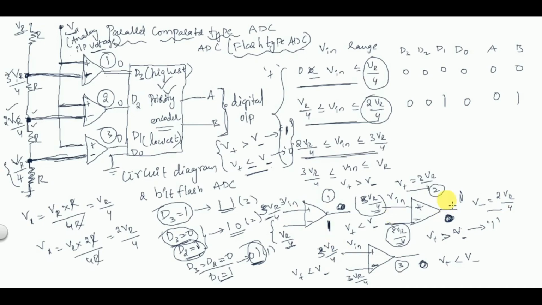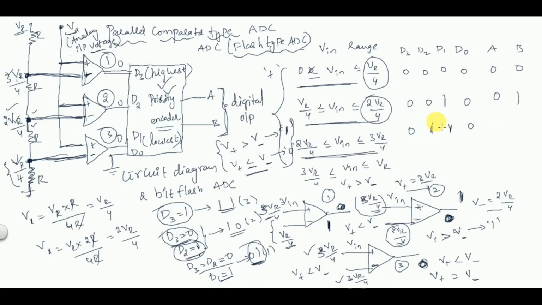So the output of the first comparator is 1, the output of the second comparator is 1, and the output of the third comparator is still 0 because V plus is equal to V minus. Here it is 3VR by 4 and here also 3VR by 4, so the output of the third comparator is still 0. Understood? So D1 is 1 and D2 is also 1. So this is 0 and this is also 0.